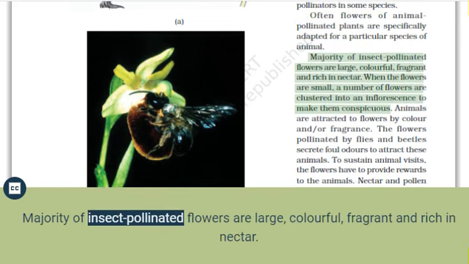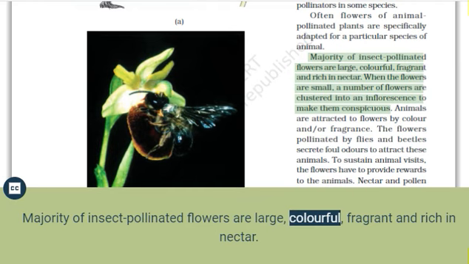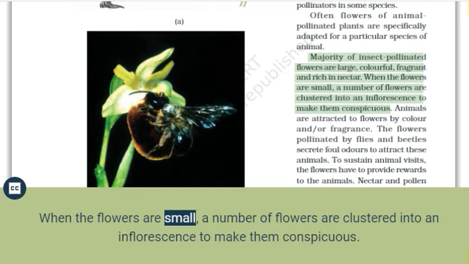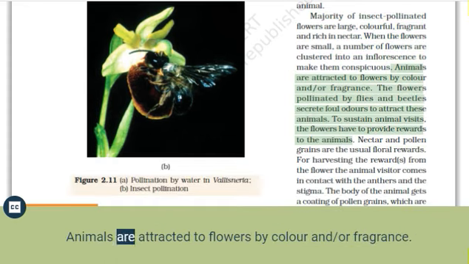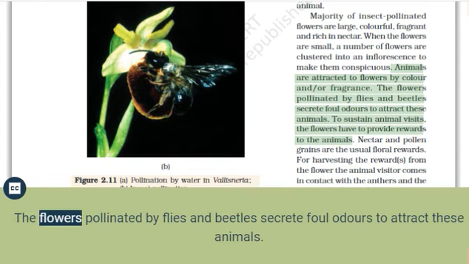Majority of insect-pollinated flowers are large, colorful, fragrant, and rich in nectar. When the flowers are small, a number of flowers are clustered into an inflorescence to make them conspicuous. Animals are attracted to flowers by color and/or fragrance. The flowers pollinated by flies and beetles secrete foul odors to attract these animals.